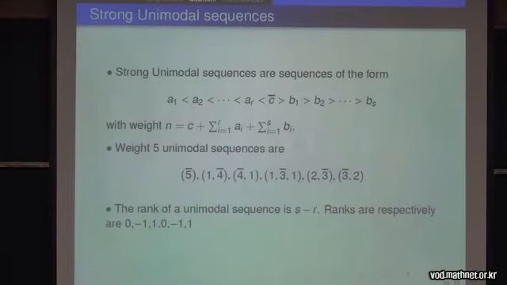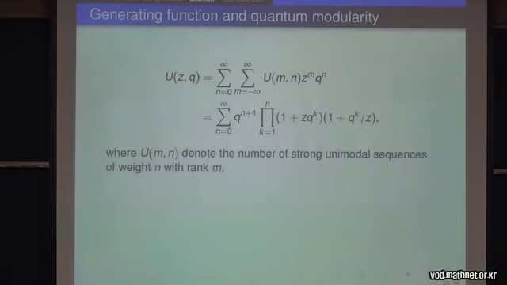Therefore, for the unimodal sequence 5, there is no part before or after the peak, so the rank is 0. For the unimodal sequence 1, 4, there is one number, 1, before the peak and no number after the peak, so the rank becomes -1. For the unimodal sequence 4, 1, there is one number after the peak, so the rank is 1. For other unimodal sequences, we can define the rank similarly. And we can easily find a two-variable generating function for the number of unimodal sequences with rank m.